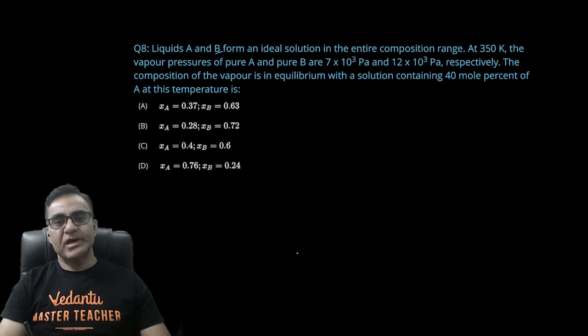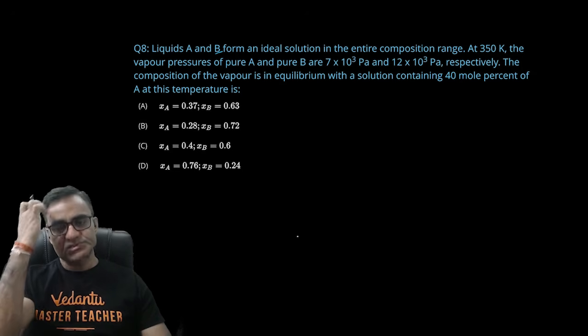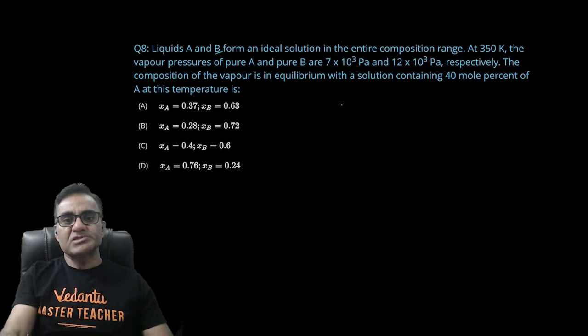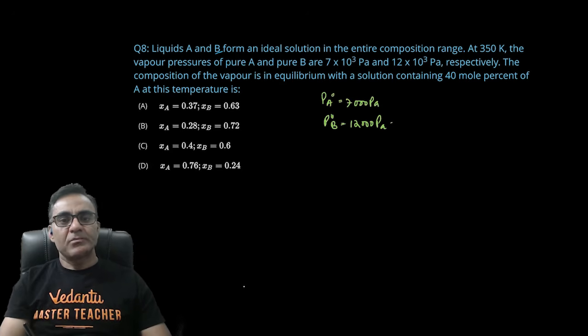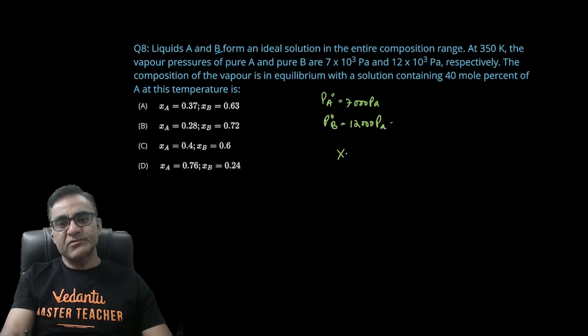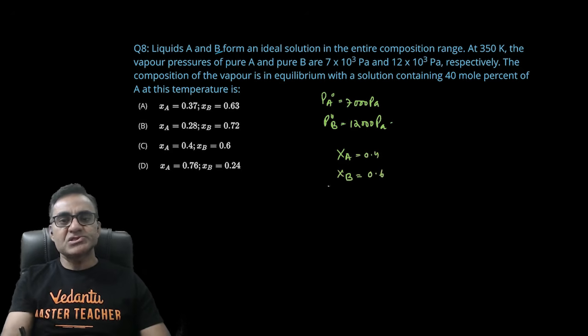Liquids A and B form an ideal solution in the entire composition range at 350 Kelvin. Vapor pressure of pure A दिया हुआ है 7000 पास्कल एंड pure B दिया हुआ है 12000 पास्कल. The composition of vapor in the equilibrium with a solution containing 40 mole percent of A. XA दिया है 0.4, तो ऑब्वियस सी बात है कि XB हो जाएगा 0.6। और आपको बताना है composition of vapor phase.